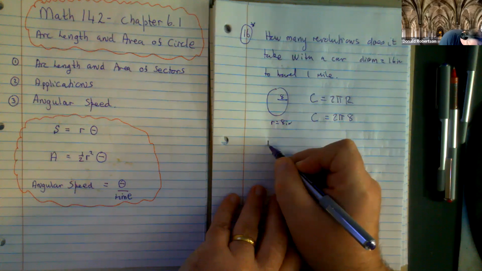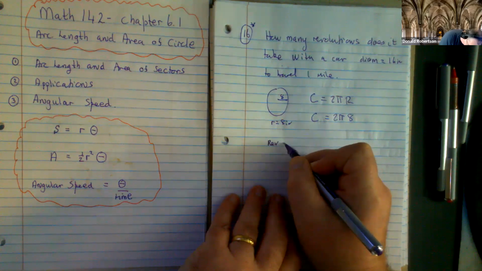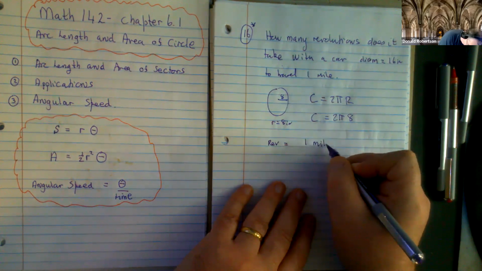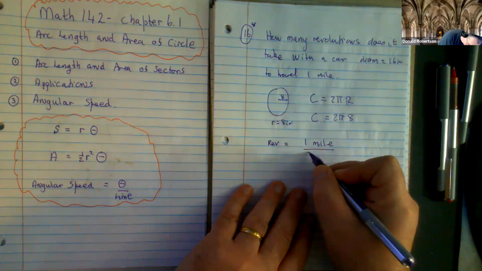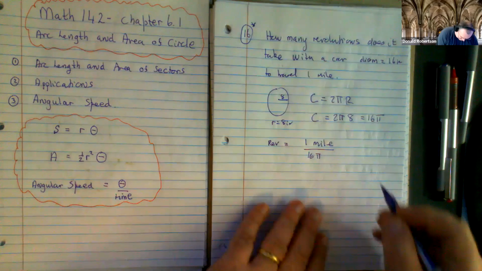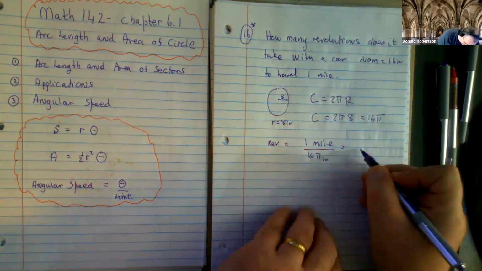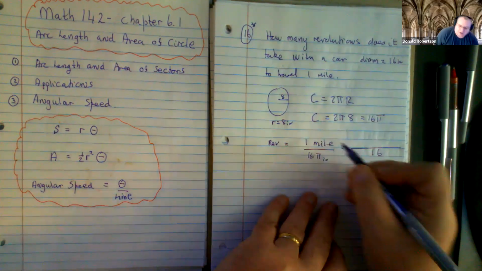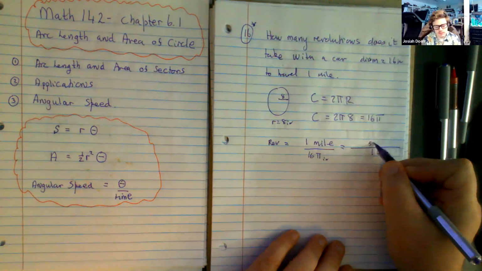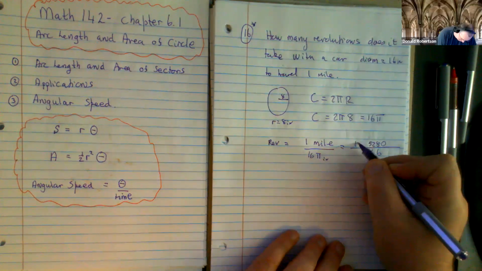So if you want to find how many revolutions it takes in a mile, don't you have to take 1 mile and divide it by that number there, which is what, 16 pi. Now, this is in inches. Don't I have to turn miles into inches again? What is the magic number? How many feet in a mile? 5,280. I've already got that over with, so I don't need to do it again.